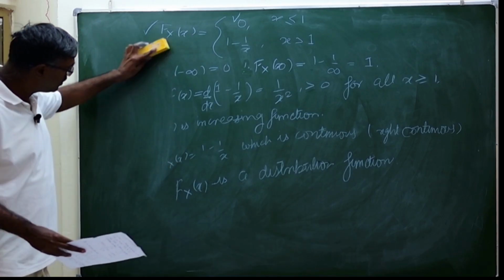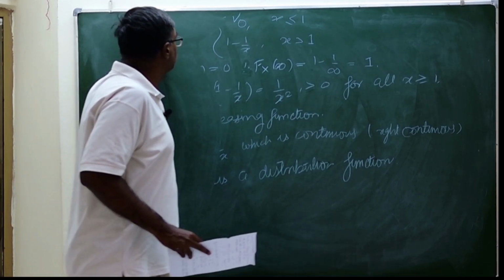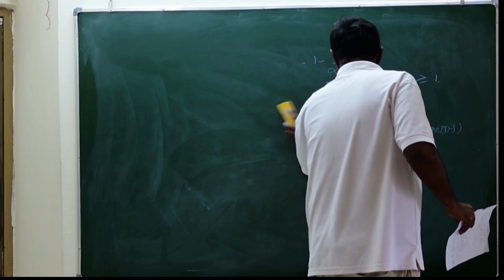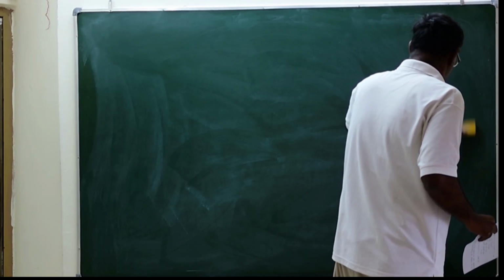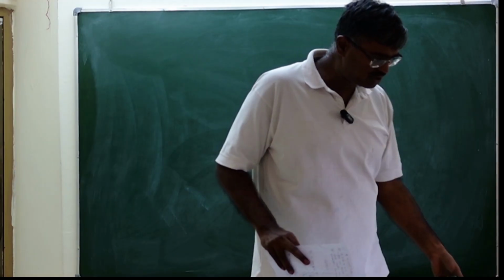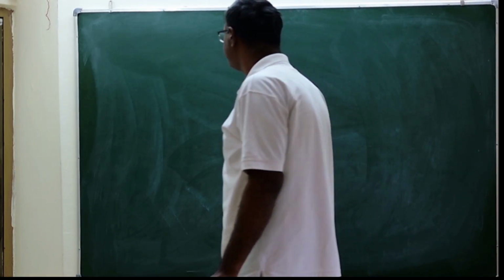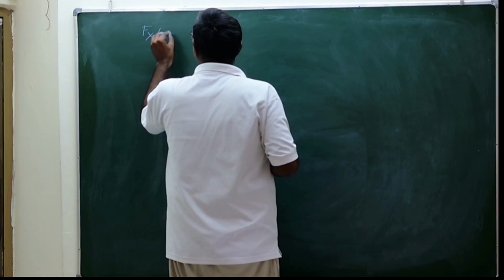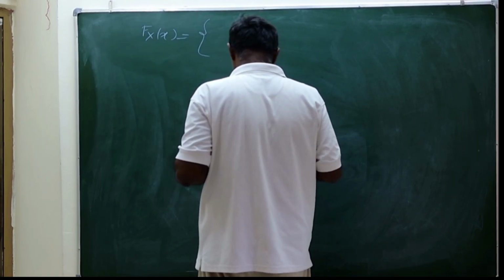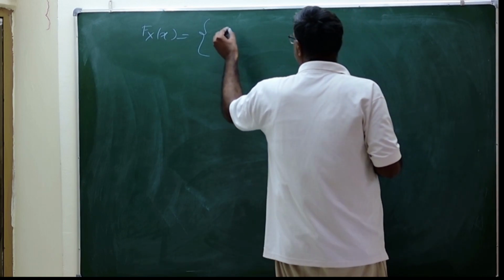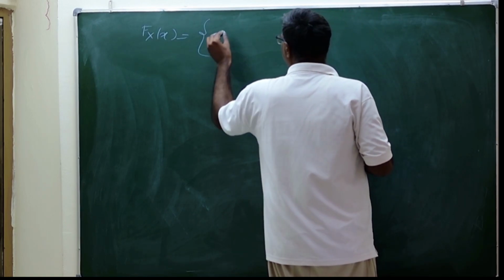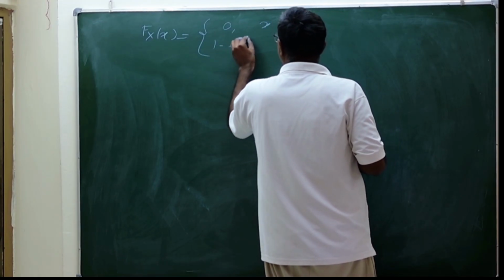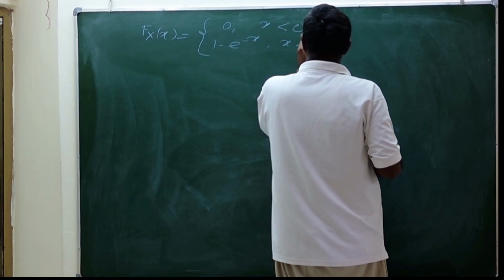So another example: here we will be taking the distribution function of an exponential distribution, and then we will check whether this function also satisfies the conditions of being a distribution function. So let's write the distribution function of the exponential distribution with parameter lambda equal to 1. It says f of x is 0 for x less than 0 and 1 minus e to the power minus x for x greater than or equal to 0.